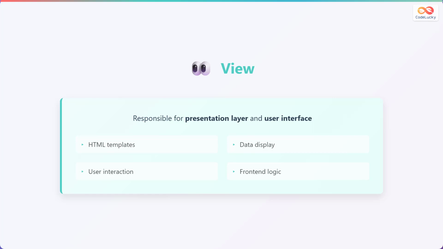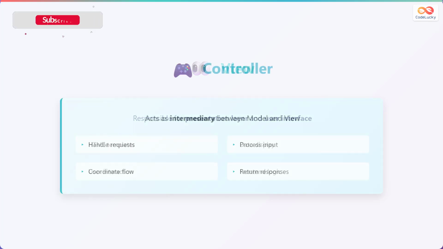Next up is the view. The view is all about the presentation layer and the user interface. It's responsible for displaying data to the user through HTML templates, handling user interaction, and managing any front-end logic. Finally, we have the controller. The controller acts as an intermediary between the model and the view. It handles requests from the user, processes input, coordinates the flow of data, and returns responses to the user.